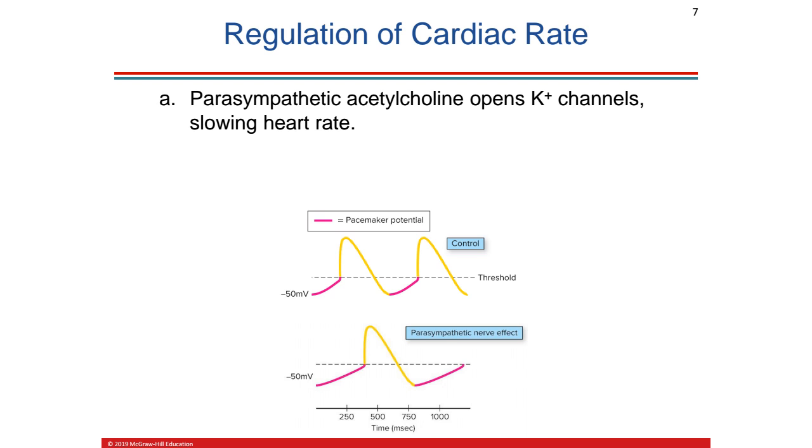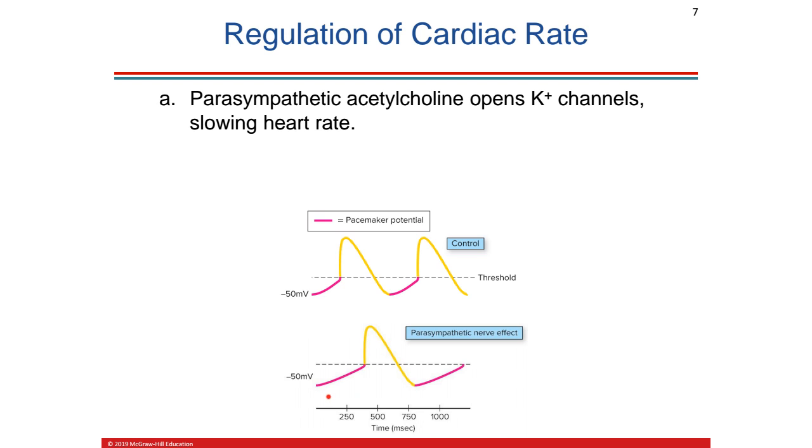The effect of acetylcholine will be to open potassium channels. And so potassium channels being open will lead to the efflux of potassium from these pacemaker cells, and that will tend to hyperpolarize these cells. And so that will make it take longer to reach the spike threshold. So if you notice, here's the normal control condition.